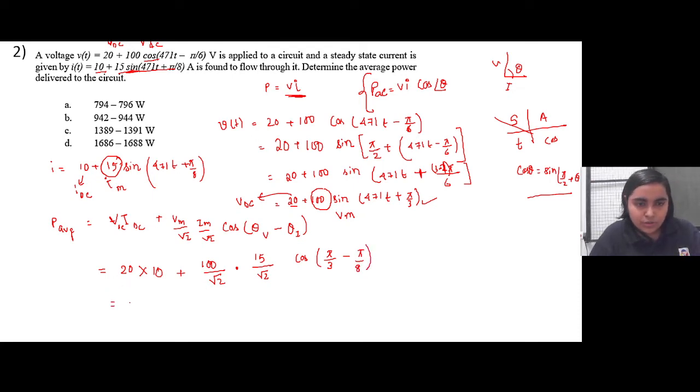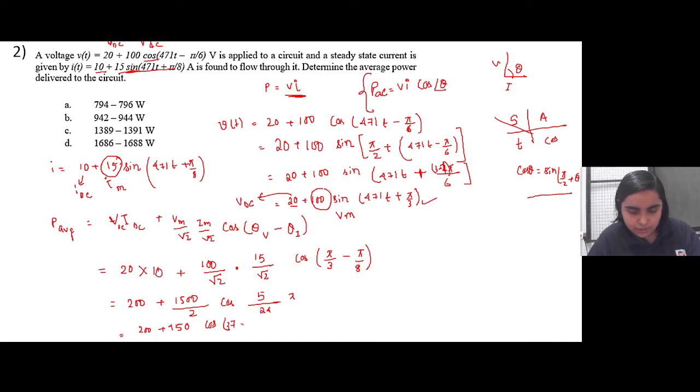So it comes out to be 200 plus 1500 divided by 2 cos of, this is 24 pi, 8 minus 3 is 5, right? So 200 plus 750 cos of, let us just calculate this. So 5 divided by 24 into 180. So this is cos of 37.5 degrees. So cos 37.5 into 750 plus 200. So it is 795.01. This will be in watts. So the correct option is option A, which is in between these two.